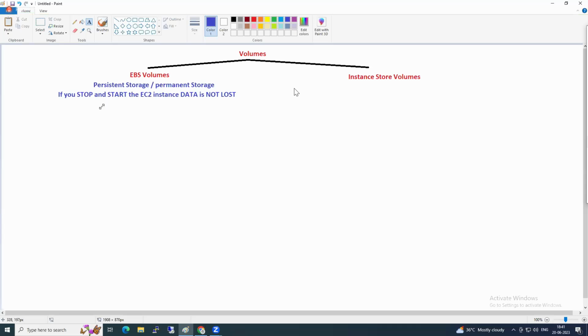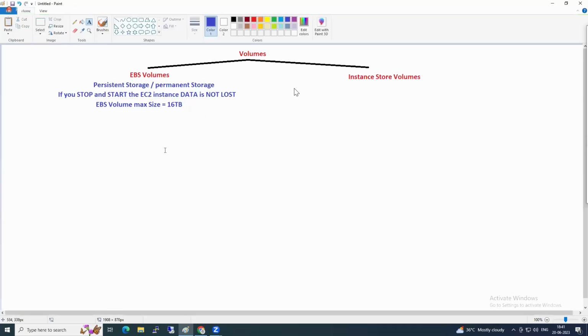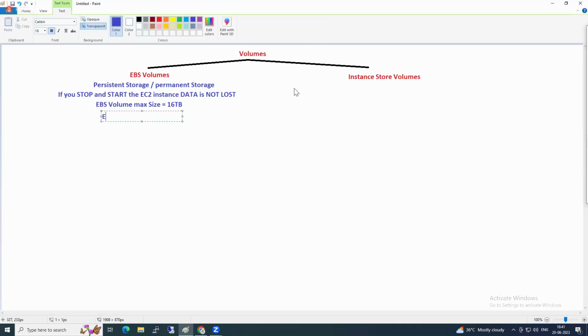What is the EBS maximum volume size? 16 TB. Okay. And it's billable? Yes, it is billable. EBS, however much size you are getting, you need to pay for it, right? So EBS volume is billable. Yes, EBS is billable.